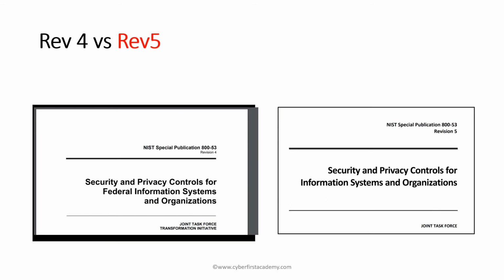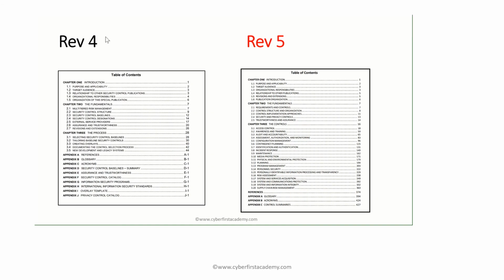So here we have NIST 800-53 Rev 4 on the left, where you see the word federal, compared to the right, where you don't have the word federal. On the left, you have Rev 4, and you see the list of appendix A, B, C, D, E, F, G, H, I, and J. Whereas on Rev 5, we have appendix A, B, and C. So the control summary is in C. We no longer have the appendix for privacy controls and some other sections that were previously listed in Rev 4.